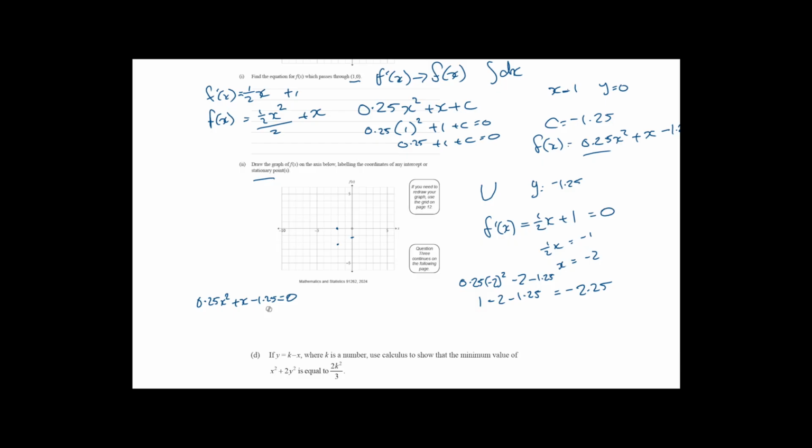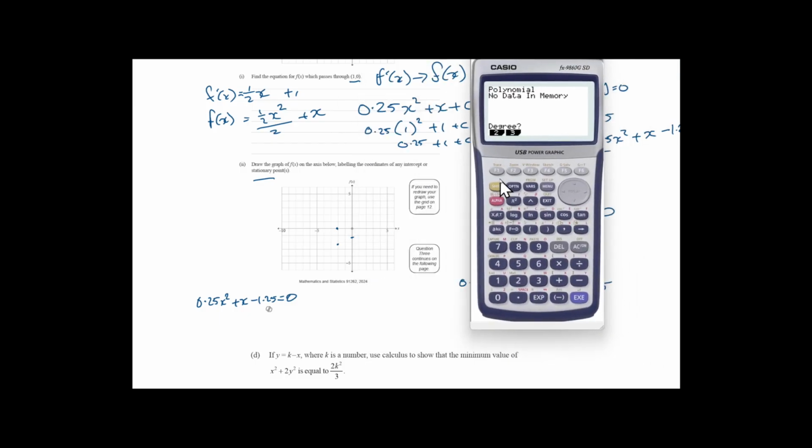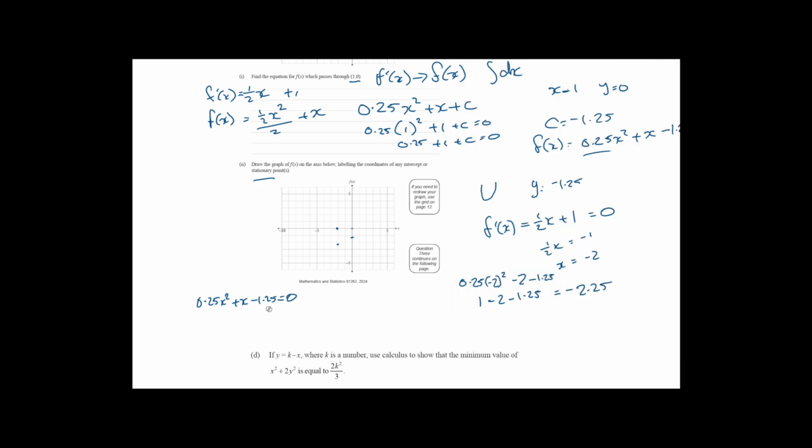Yeah, polynomial solver 2. Okay, so it's a polynomial of degree 2. 0.25 is the coefficient in front of the x squared. The coefficient in front of the x is 1, and the constant is negative 1.25. I'm going to put that in, and it's going to give us two answers, 1 and negative 5.